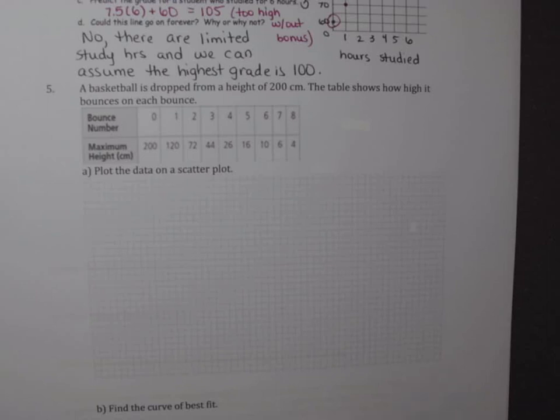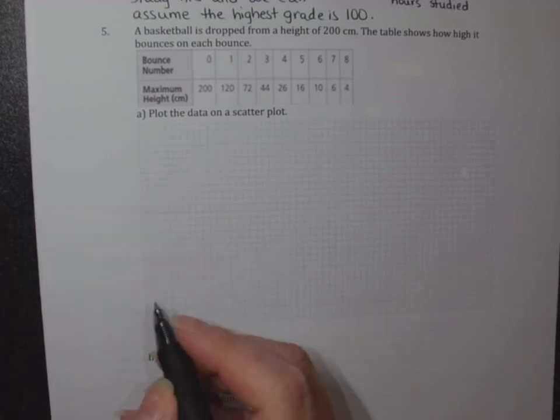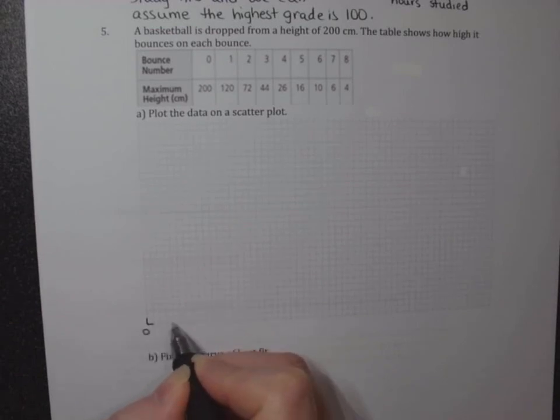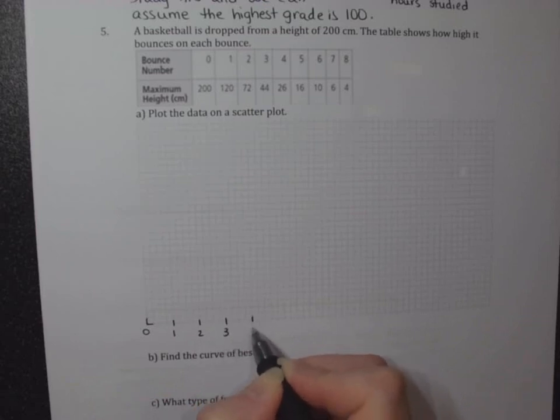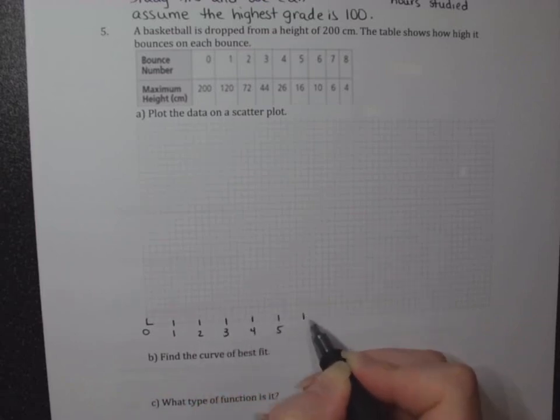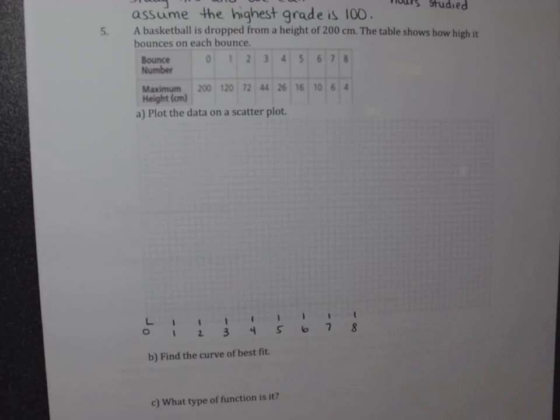Okay, so let's go ahead and look at this next one, maybe a scatter plot. So you've got some choices here on how you want to set up your graph. It doesn't really make much of a difference to me, but it looks like we only go to 8. So I'm going to maybe count by 4s or something. So 1, 2, 3, 4. This will be 1, 2, 3, 4, 5, 6, all the way up to 8. So it looks like we're going to make this the bounce number.